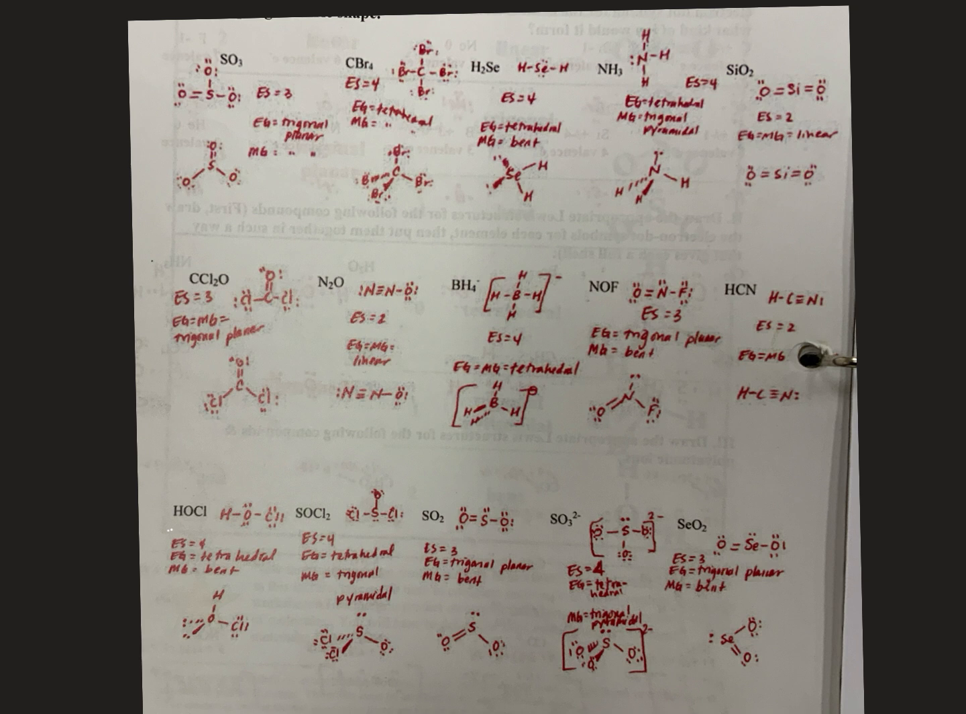So that's the electron geometry. And the molecular geometry would be trigonal pyramid. Is it because it's only got 3 limbs?